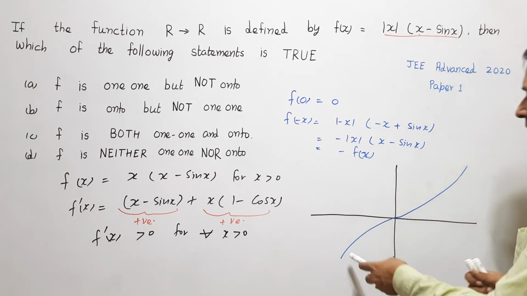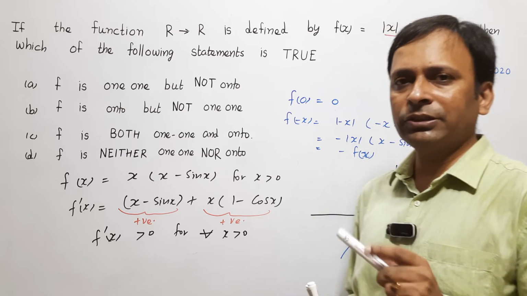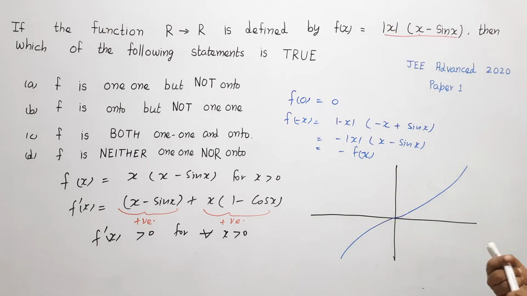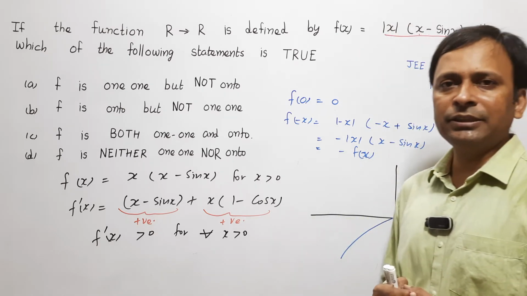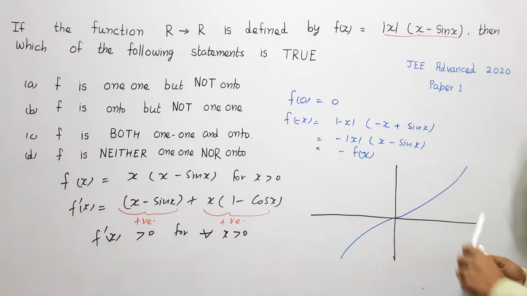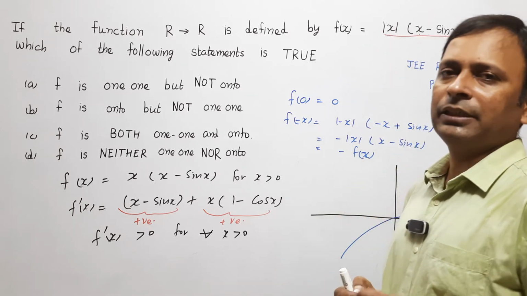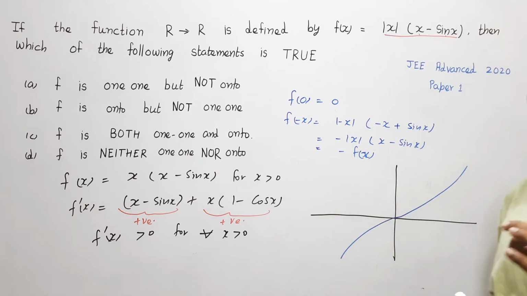Now you can clearly see it is always increasing, the graph is not taking any turn anywhere, because f'(x) is never 0 at any point of time. At any point f'(x) is always positive. So this is a one-one function. So one thing is clear, that this function is a one-one function.